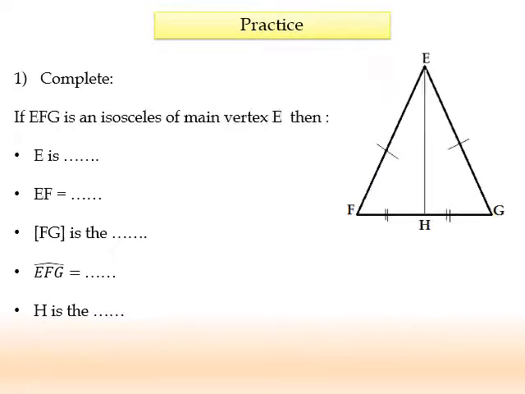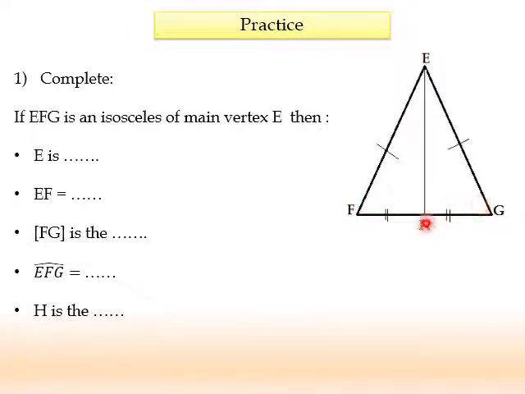Let's start with practice 1. Complete: if EFG is an isosceles triangle of main vertex E, what do you mean by isosceles triangle? It's a triangle having two equal sides. Here, for example, the main vertex or principal vertex is E. It's the vertex holding the two equal sides, then EF equals EG. Now, the side that's opposite to the main vertex is the base. FG is the base, and we know that the base angles of an isosceles triangle are equal, so EFG equals EGF.